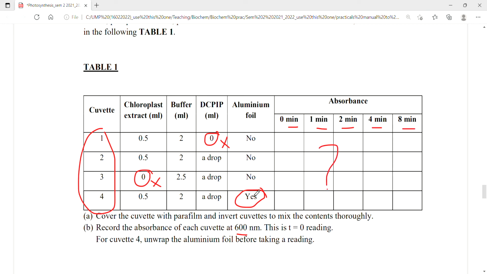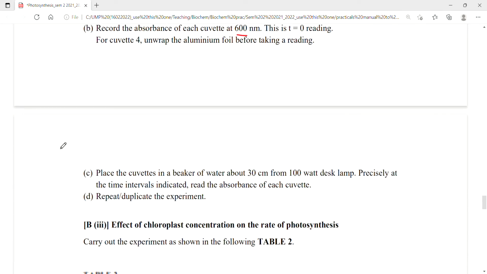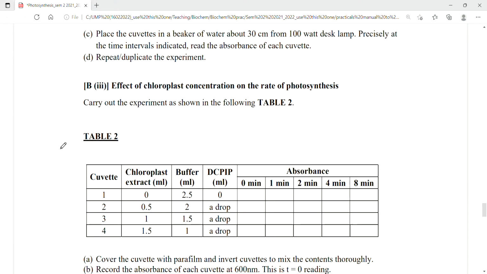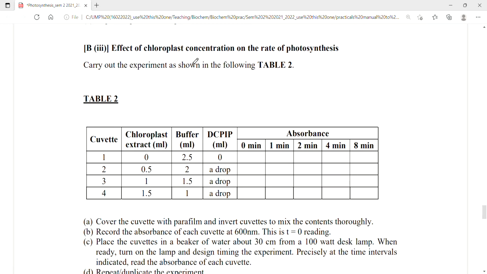And then get all the readings and compare. Is there a reason for having light in the photosynthesis? What happens if exposure is longer? What happens if no chloroplast? What happens if there is no DCPIP? So explain in the results section, right? And then the effect of chloroplast concentration on the rate of photosynthesis.